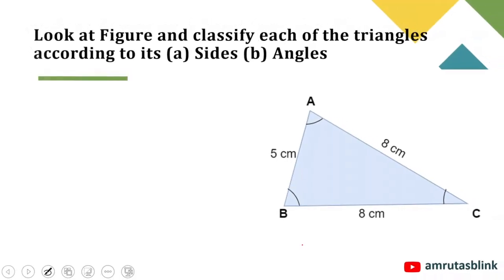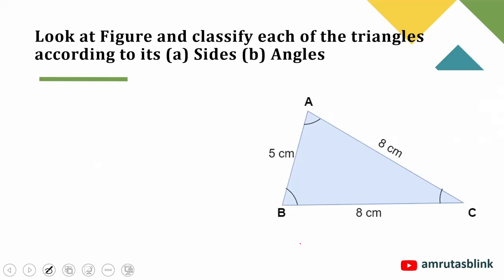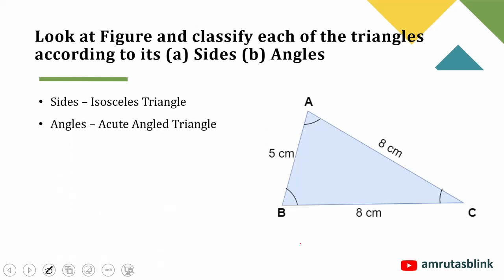Look at the figure and classify each of the triangles according to its sides and angles. According to sides, as side AC and side BC are equal, it will be isosceles triangle, and as all the angles are acute angle, hence according to angles it is acute angled triangle.